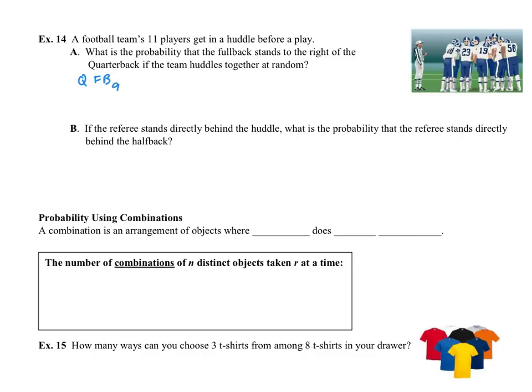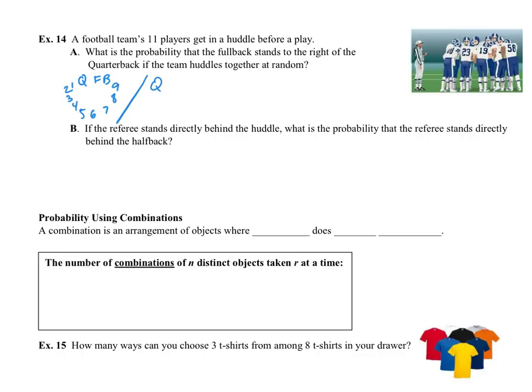There's 9 left, and then 8, and then 7, and then 6, and then 5, and then 4, and 3, and 2, and 1. So that's all the ways that the fullback could stand next to the quarterback. Now, to make this a probability, we have to put that over, so I'm going to make this look like a ratio. That needs to be over all the possible ways of lining up. So we're going to put the quarterback in the first spot, okay?